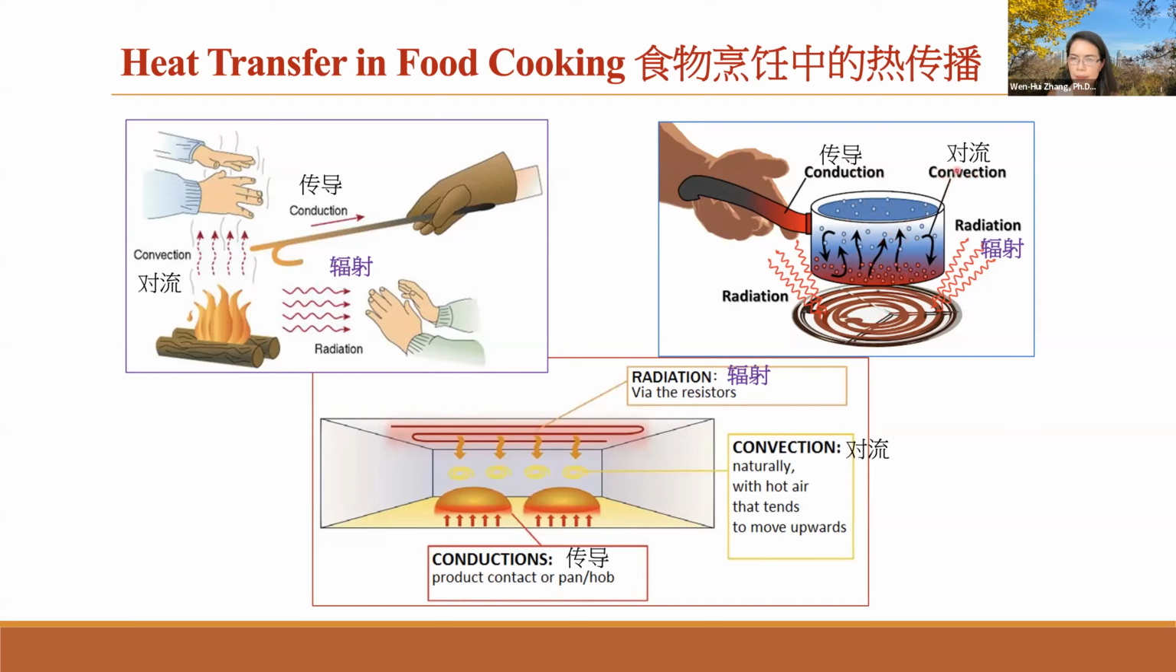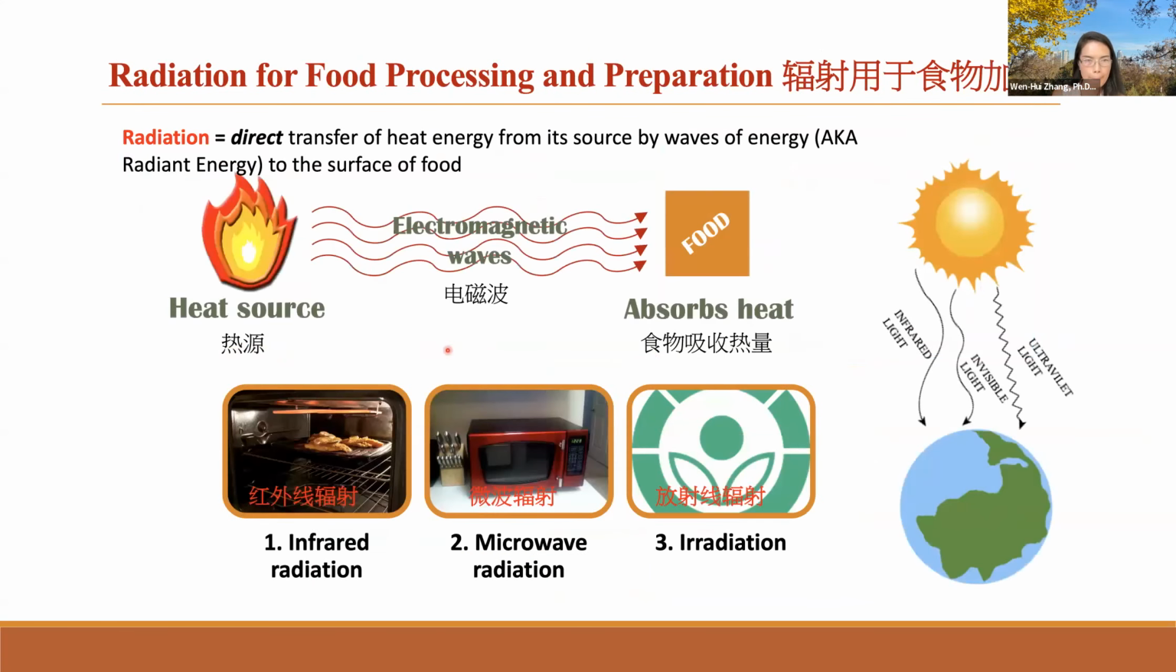It's convection in liquid, and also in air. And radiation is something you can feel when you stand nearby. So radiation is the direct transfer of heat from its source by waves of energy, and this radiant energy is called electromagnetic waves, travelling to the surface of food. So this is the heat source, and these are the electromagnetic waves, and the food absorbs the heat.